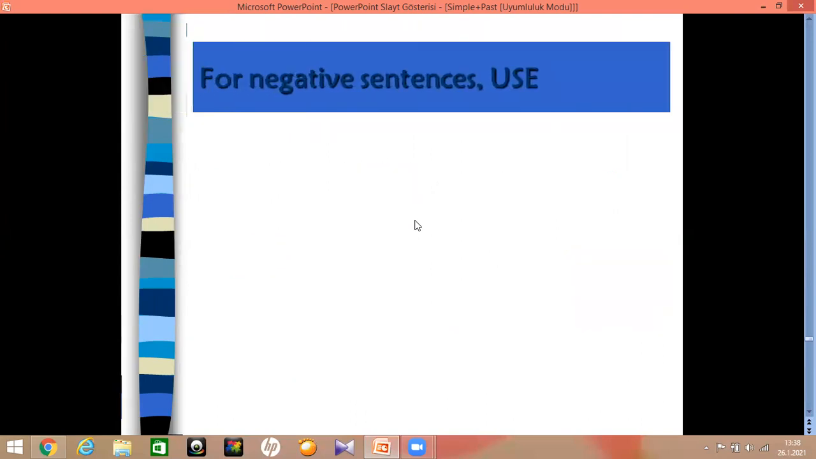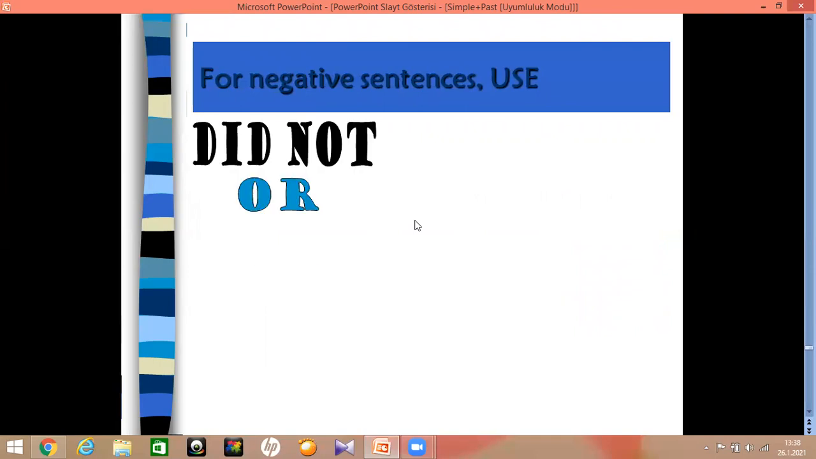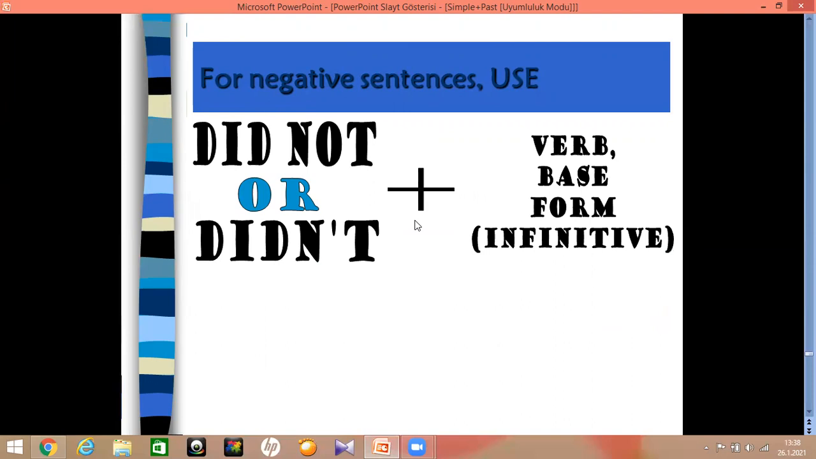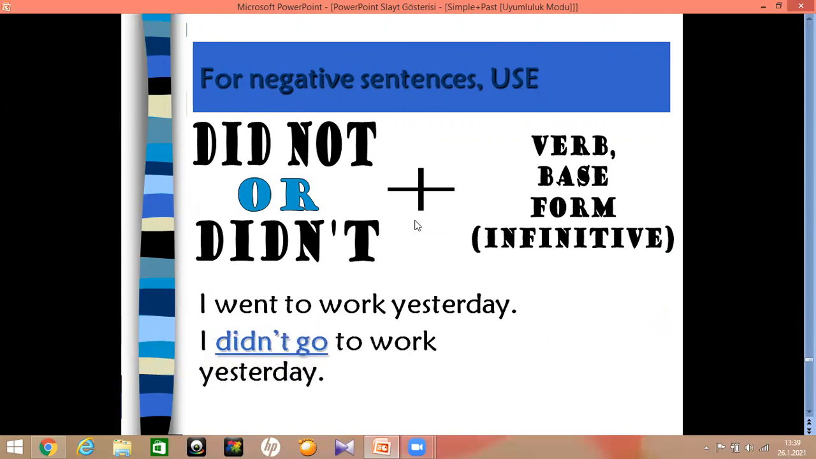For negative sentences, use did not, or we use didn't, plus verb base form, infinitive. It means verb one. I went to work yesterday. I didn't go to work yesterday. If we use didn't, we have to use verb one.